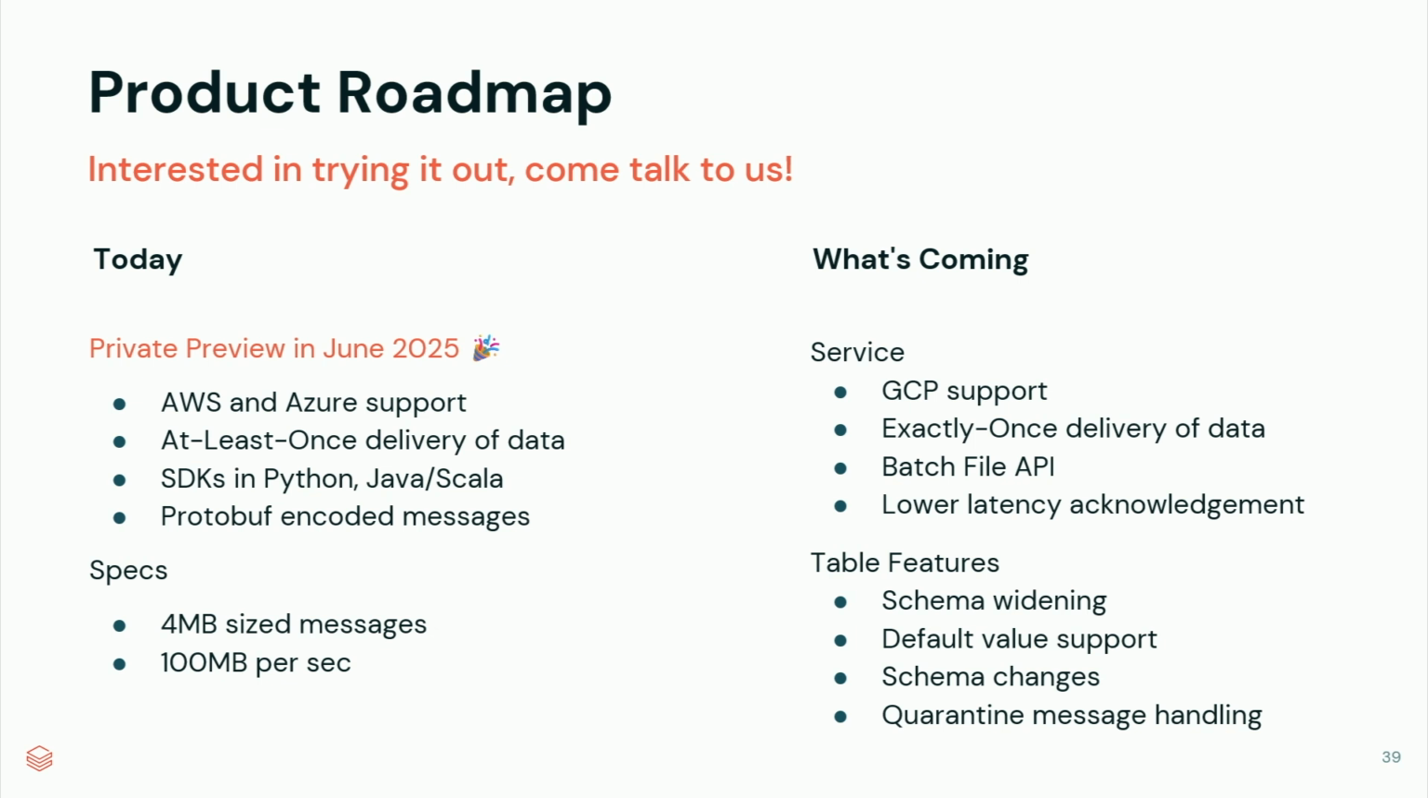Now, that's all the service side, but in terms of table features that we support today versus tomorrow, today we do not support schema changes as part of the service, but as a fast follow, we're working on supporting schema changes such as type widening, default value support, and this new concept of a quarantine table so that when we have bad records, we can still make those records durable, but instead we put them into this alternative table. So you can rest assured that your data is durable, but your target table remains clean.